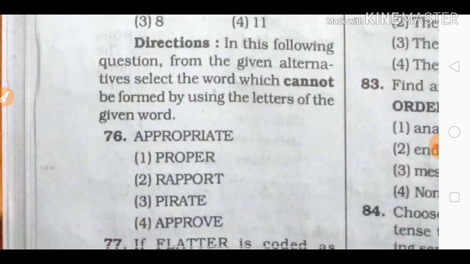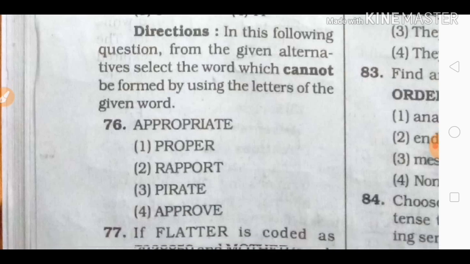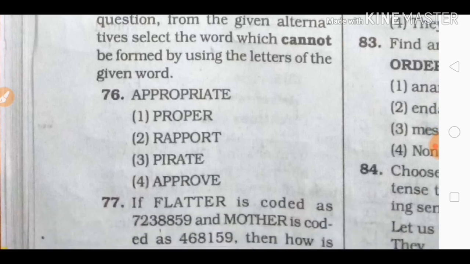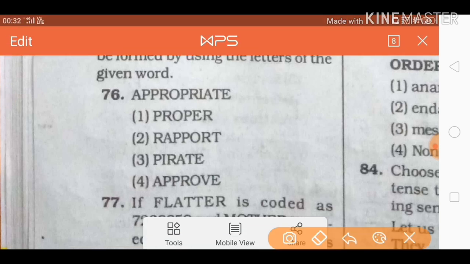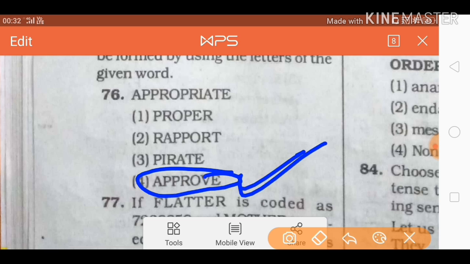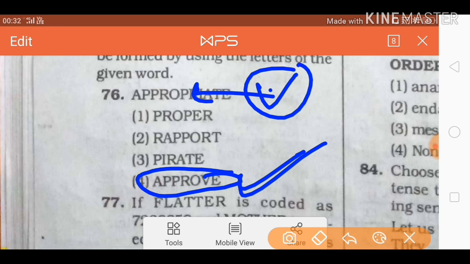What is in the following question, from the given alternatives select the word which cannot be formed by using the letters of the given word. Which one is not able to be made up with this word? Well, according to me, approve is not possible, because there is no V here. You can see there's no V here, right?